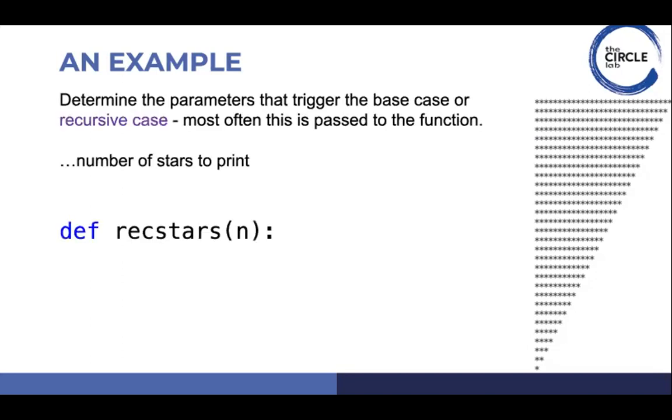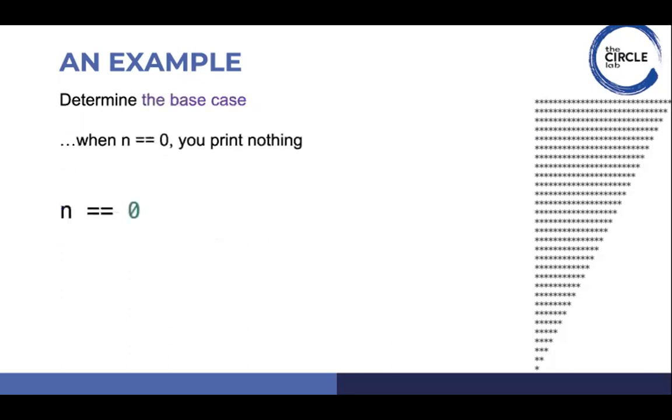Okay, so let's look at our 5 steps and try to make these a little more understandable. The first one is to determine the parameters that trigger the base case. So let's start with the number of stars to print. That's what's changing, right? In every line. So you define your function, def rec_stars. I'm just calling it rec_stars, recursive stars, and I take an argument n. Okay, that's the number of stars to print.